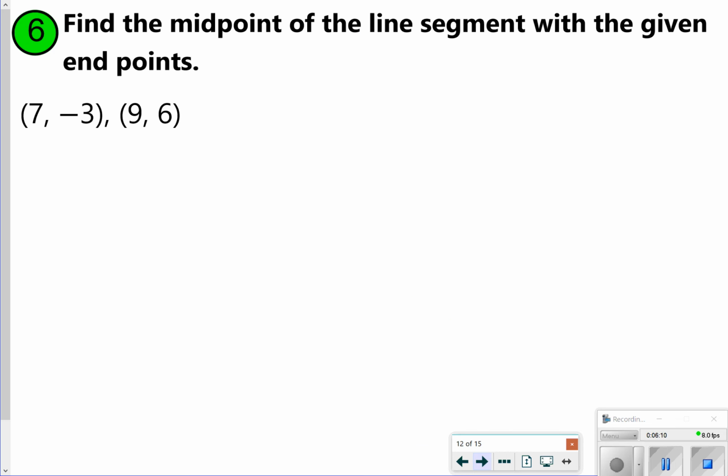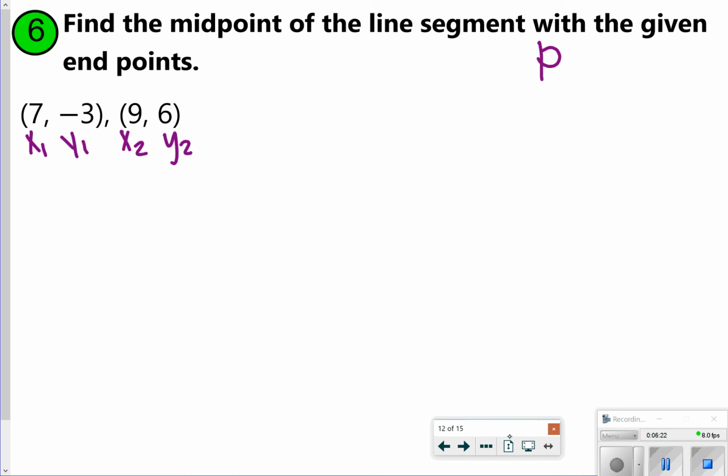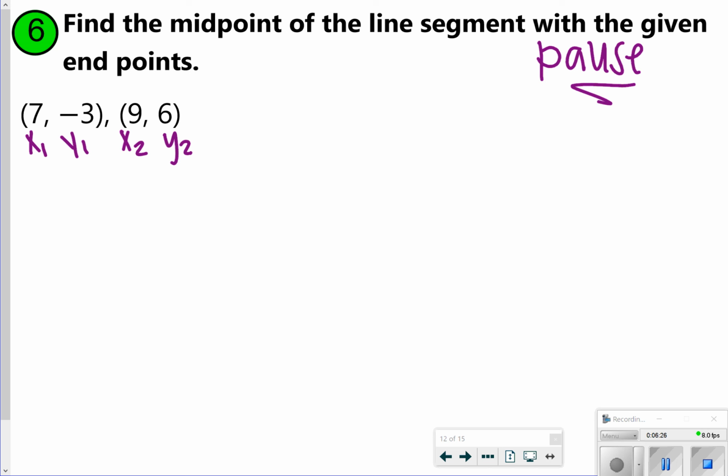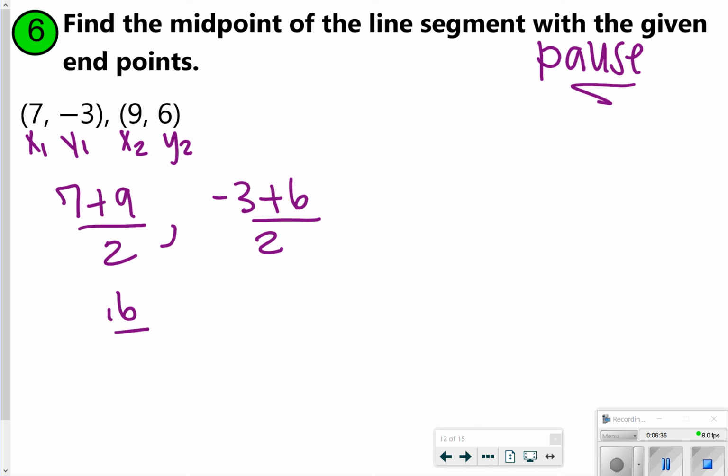So here's number 6. Again, what I would do before you try your midpoint formula is start off by labeling x1, y1, x2, y2. Okay? So let's pause here. You're going to find the averages of your x's and then your averages of your y's, essentially. All right, so what we did for this one, I did 7 plus 9 divided by 2, comma, negative 3 plus 6 divided by 2. That's going to give me 16 divided by 2 and 3 divided by 2. So you can say your midpoint of the line segment is 8, comma, 1.5.